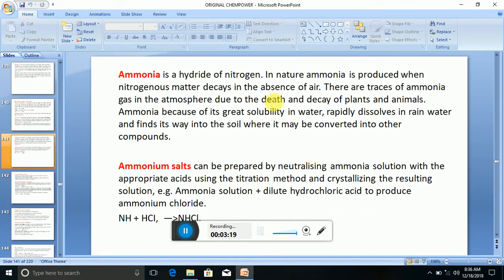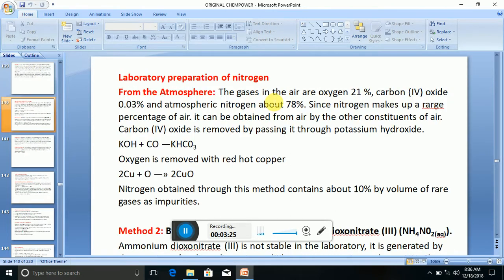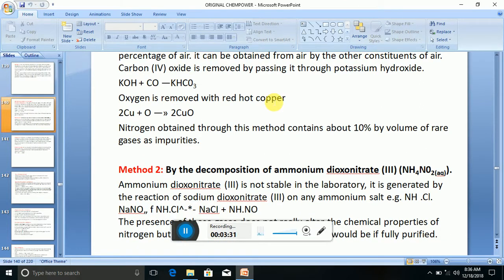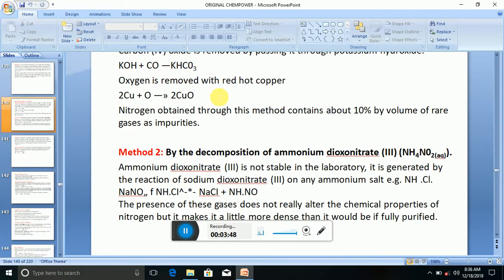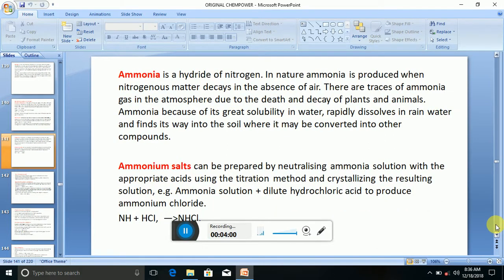Now, let's look at method 2 for preparation of nitrogen. This method 2 is by the decomposition of ammonium dioxonitrate(III). Ammonium dioxonitrate(III) is not stable in the lab. It is generated by the reaction of sodium dioxonitrate(III) on any ammonium salt. The presence of these gases does not really alter the chemical properties of nitrogen, but it makes it a little bit more dense than it will be if fully purified.